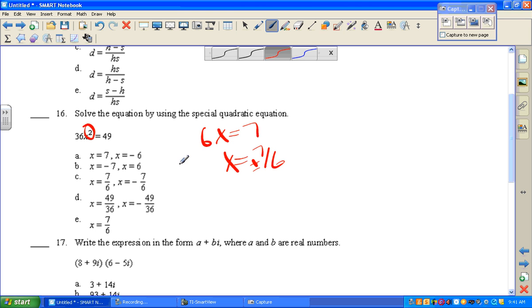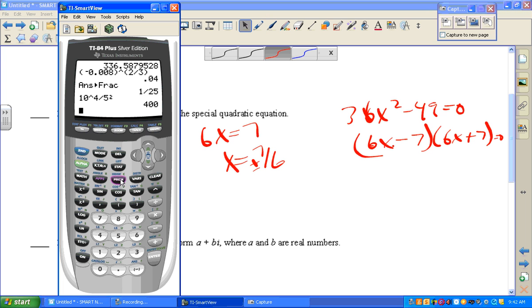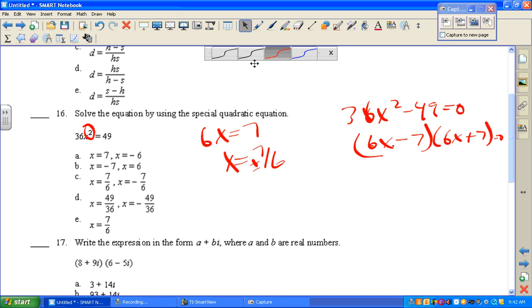For 2, if you were to factor this out, 36x squared minus 49 equals 0. 6x minus 7, you get this factor. You get conjugate factors. Some people played the lazy song and went to the quadratic program. They typed in 36, 0, and then negative 49. And then I went to math and got negative 7.6, so I knew the other one was positive 7.6. Okay?